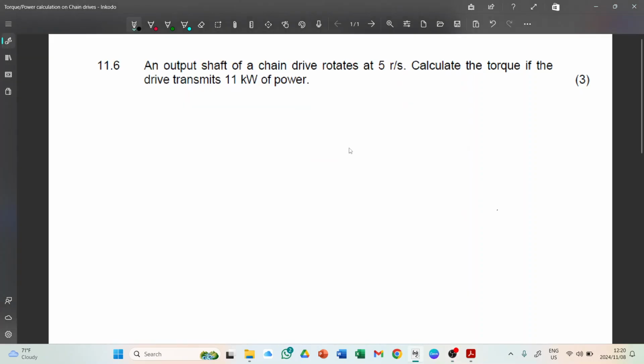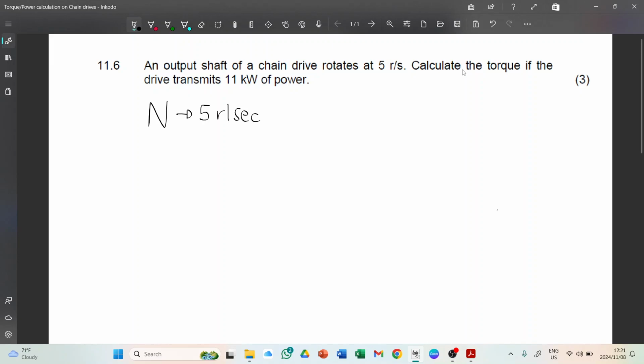In question 11, you'll see that sometimes they will ask you to calculate the torque or maybe the power of a chain drive system. So if we look at this question, 11.6, it says an output shaft of a chain drive rotates at 5 revolutions per second. So that means the speed of this chain drive is 5 revolutions per second. Then they ask you to calculate the torque if the drive transmits 11 kilowatts of power.